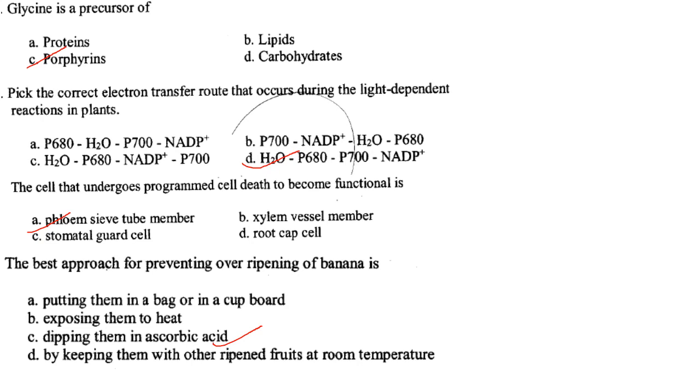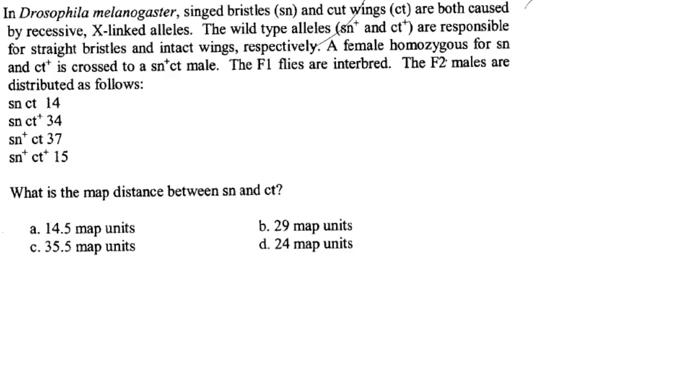The cell that undergoes programmed cell death to become functional is. So sieve tube members are living cells that do not contain a nucleus. So for phloem sieve tube member, answer is option A. The best approach for preventing over ripening of banana is. So in artificial ripening of banana, uncontrolled application of ethylene gas may cause over ripening of banana. So it can be prevented from over ripening by dipping it in ascorbic acid solution. So answer is option C, that is dipping them in ascorbic acid.